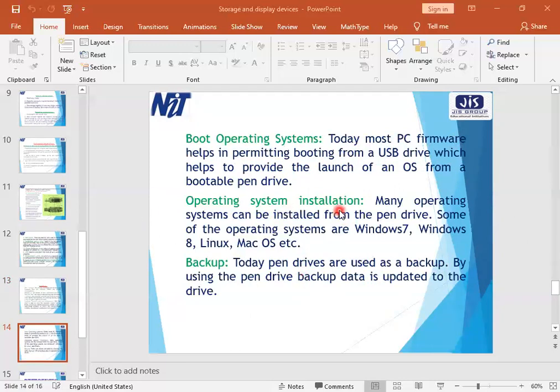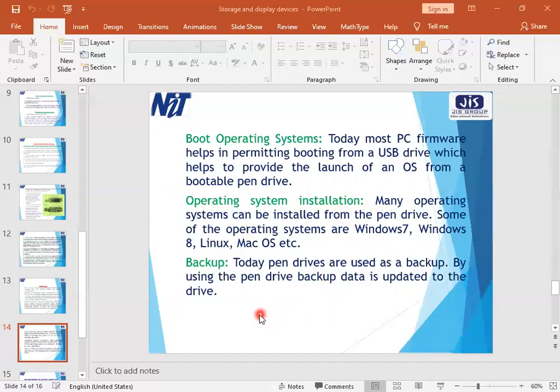Operating system installation. We are also installing the operating system using the data stored in the pen drive. So Windows 7, Windows 8, Windows 10, Linux, Mac OS, all are carried from one place to another using the pen drive. And for backup, this is a very, very important thing.